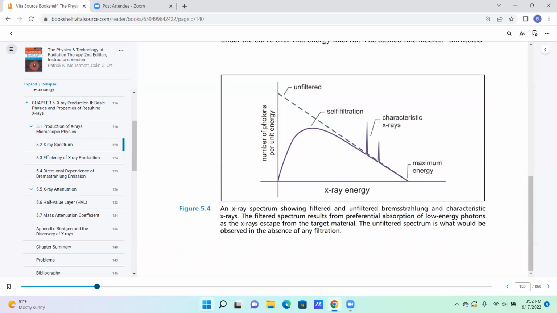This is going to be showing both filtered and unfiltered Bremsstrahlung and characteristic X-rays. The filtered spectrum results from preferential absorption of low energy photons as the X-rays escape from the target material. In other words, these X-rays can't get out, they're stopped. If they were unfiltered, you would see quite a bit of them. But in a filtered environment, you're not going to see those because they're stopped.